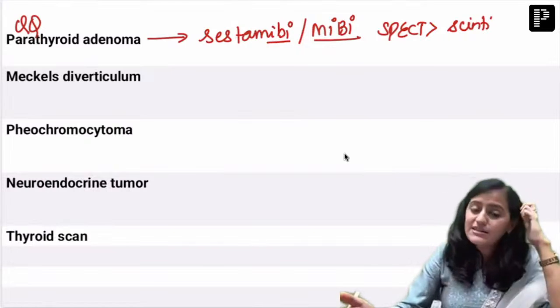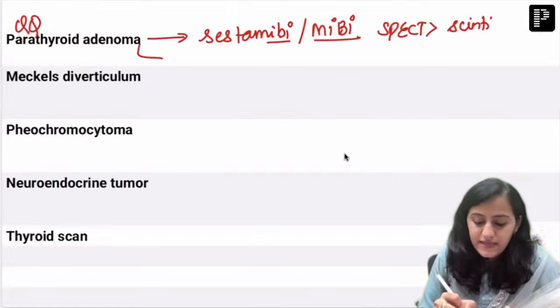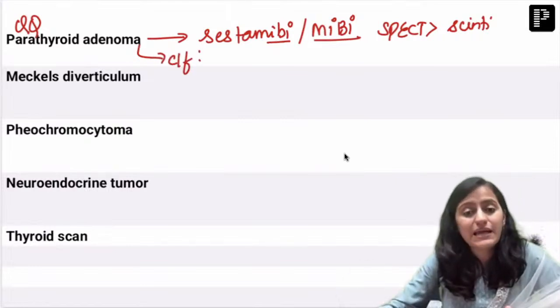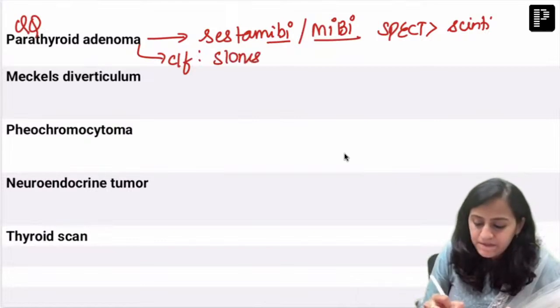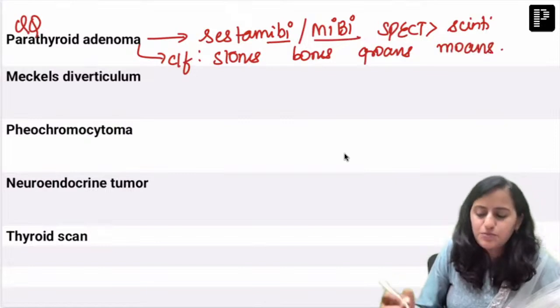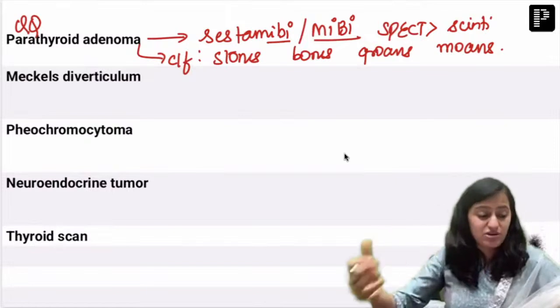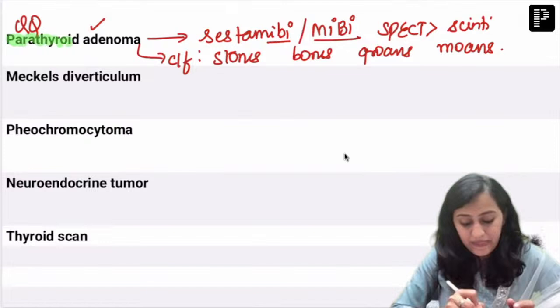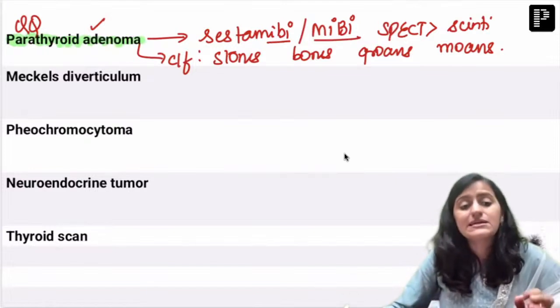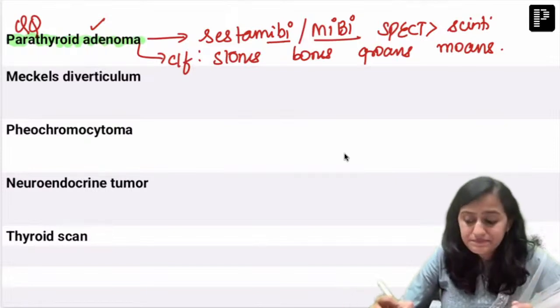So remember that they do not ask you the question directly, like what is the scan that you do for parathyroid adenoma? Rather, they give you the clinical features of hyperparathyroidism. What are the clinical features? Stones, bones, groans, moans. There are renal stones, bone pain, abdominal pain, and psychiatric features. When you have this constellation of features, and this has been asked in one of the recent FMGE exams as well, this is parathyroid adenoma and you need to do the sestamibi scan. Okay, so that is what you do for parathyroid.